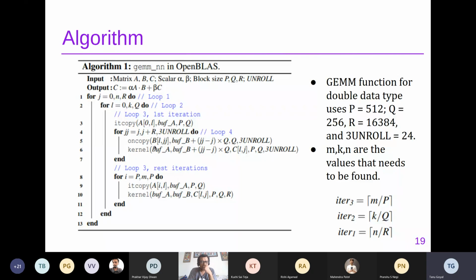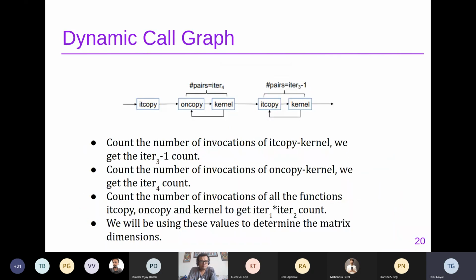And since this is an open source implementation, they have done a binary analysis of it, and they found the following dynamic call graph. This graph is obtained from the previous algorithm. If we can see here, this graph will be executed iter1 into iter2 times, where iter1 and iter2 are the number of times loop 1 and loop 2 of the algorithm are executed, respectively.